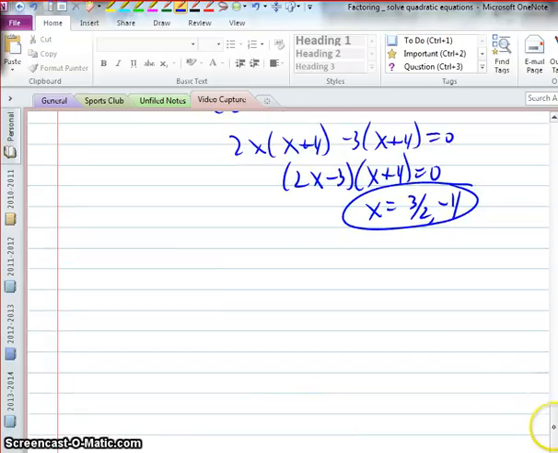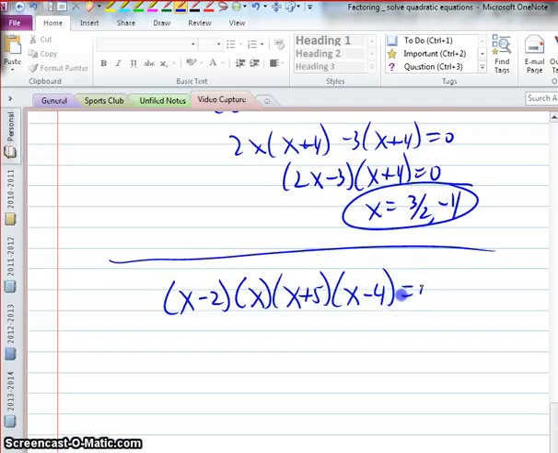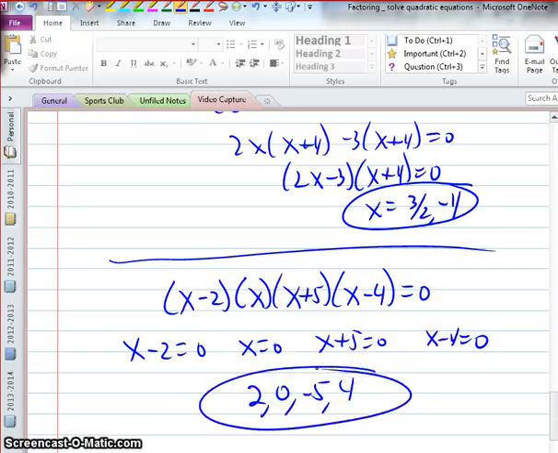And you won't see this much, but there's no reason it has to be two terms. If I had some crazy equation like this, no big deal. All these things multiplied together have to equal 0, which means one of them has to be 0. So you can come up with 2, 0, negative 5, or positive 4. That's it.